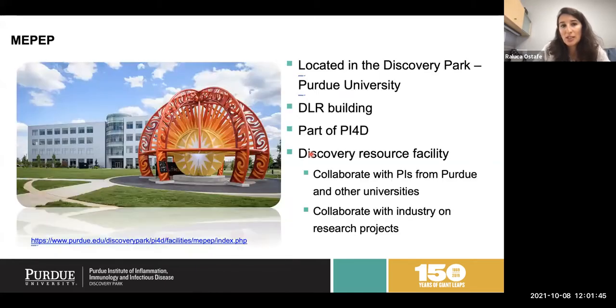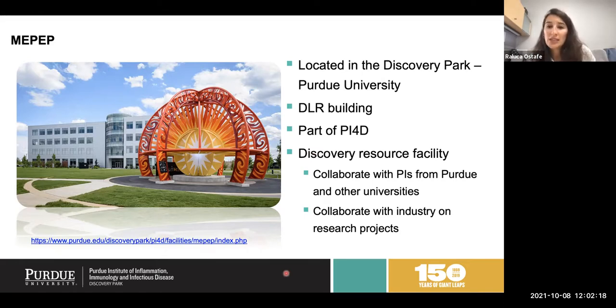As Jill was mentioning, I'm the director of the Molecular Evolution Protein Engineering Production Facility. We are located in the Discovery Park at Purdue University in the Discovery Learning Research Center building, and we are part of the Purdue Institute for Inflammation, Immunology, and Infectious Diseases. I know there are a lot of acronyms, but don't worry about it. I also provided a link to the facility at the bottom of the page so that you can look it up later if you need to.